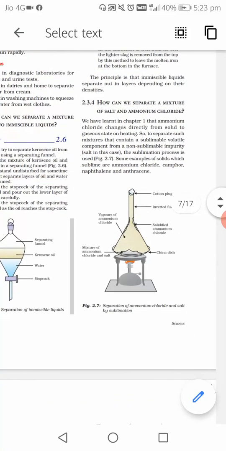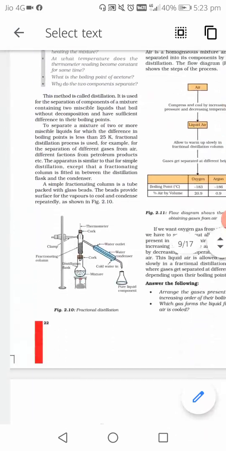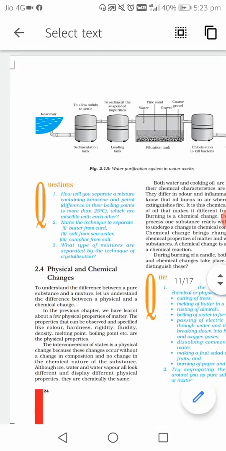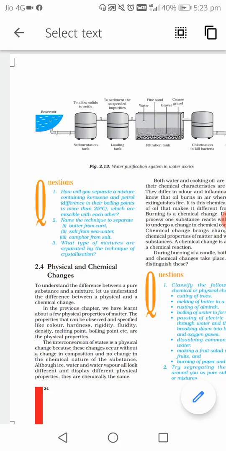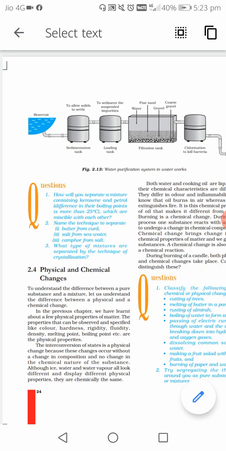How can we separate a mixture of salt and ammonium chloride? By what process? By the process of sublimation, because out of salt and ammonium chloride, ammonium chloride is more volatile. That means when you heat it, ammonium chloride becomes gas. Similarly here, what do we have? We have camphor and salt. So camphor is the volatile one. When you apply heat, it gets converted to vapor, but the salt will remain in the dish. So that is what process? Sublimation process.